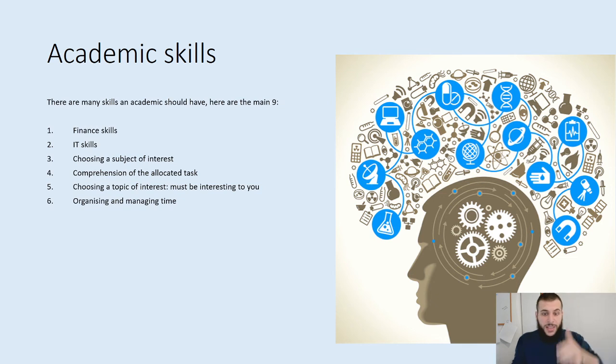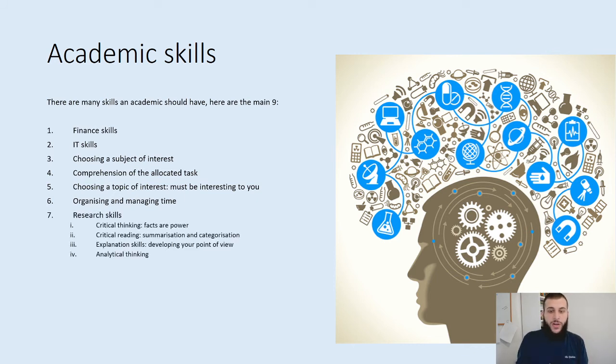The sixth one is organizing and managing time. This is vital, and this is one of the workshops that we've already done. Then you've got the seventh one, which is research skills. Research skills is huge. How can you contribute to this world? Well, you have to find out what is in this world. So this involves critical thinking, critical reading, explanation skills, and finally analytical thinking skills. All these skills will come together and really build the research skills that you have.